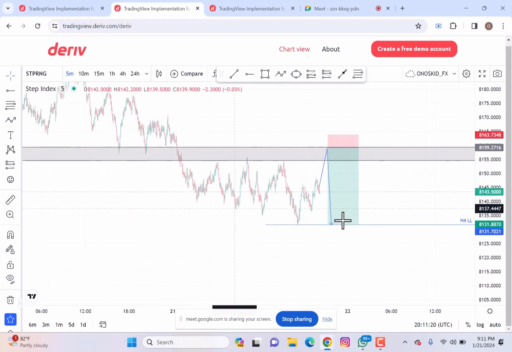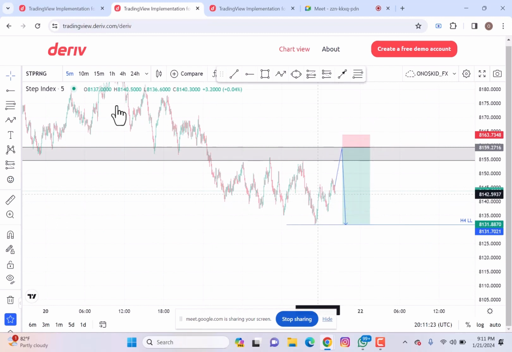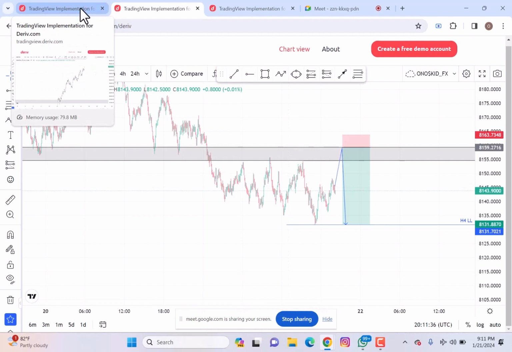So I have not much analysis to do on step index. The most important thing is to identify your trend and then look for good areas of support and resistance to check where you think the market will go next.